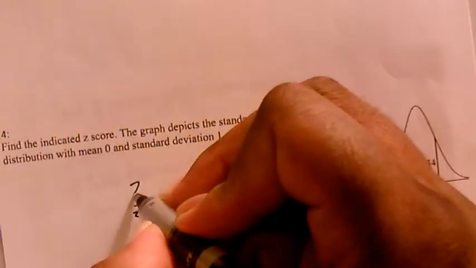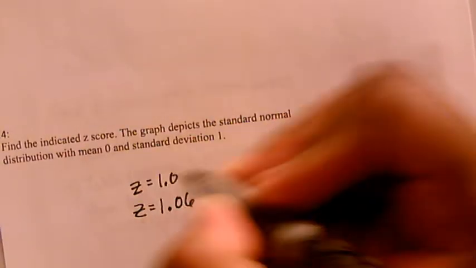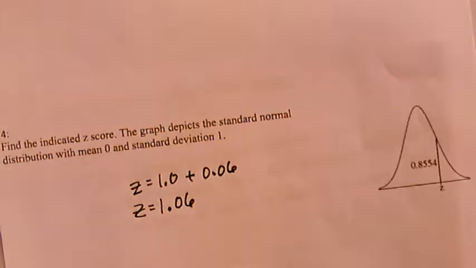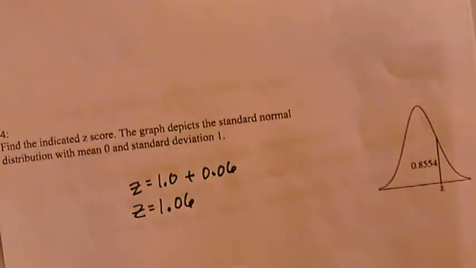Okay, and I'll write it like this, because the one on the left is 1.0. The column that it is in is 0.06. Add 1.0 and 0.06 together, you're going to get 1.06, which is your z-score for 0.8554.